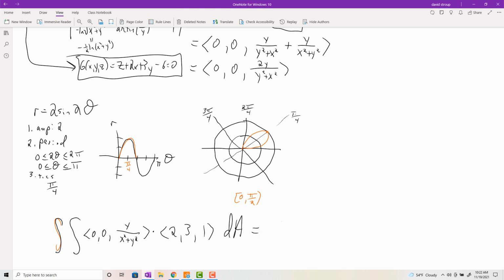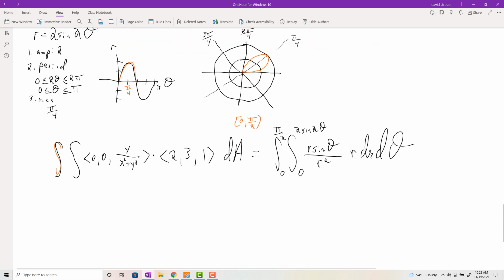And then I could probably convert if I want to. So it'd be 0 plus y over x squared plus y squared, which is going to be r sine theta all over r squared. And then we have an r dr d theta. We're going from 0 to 2 sine 2 theta, and then from 0 to pi over 2. And then we should be home free, right?